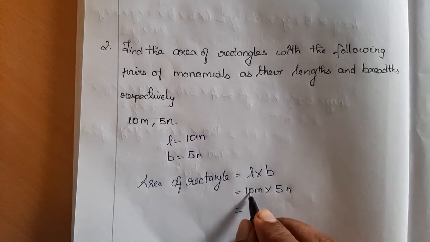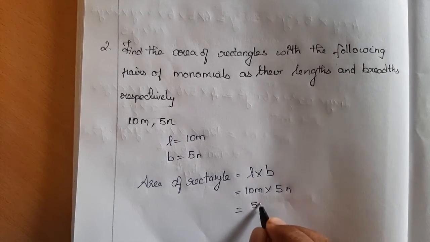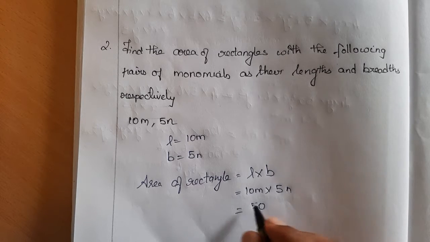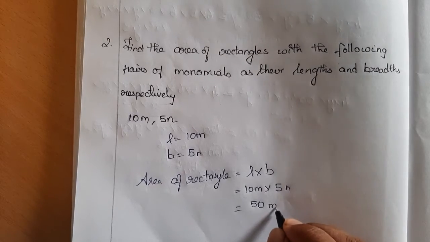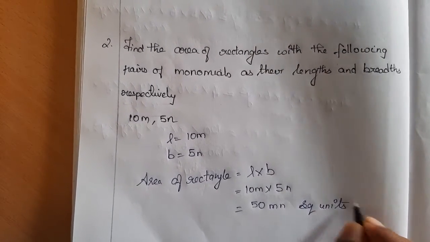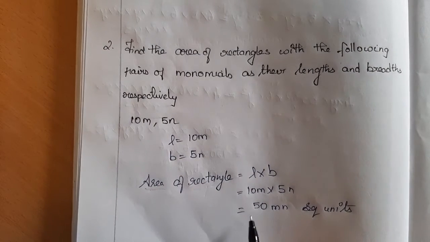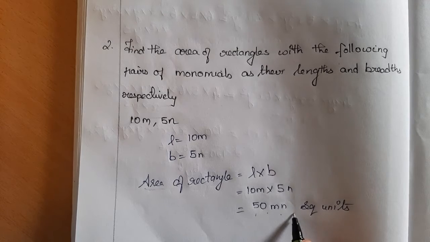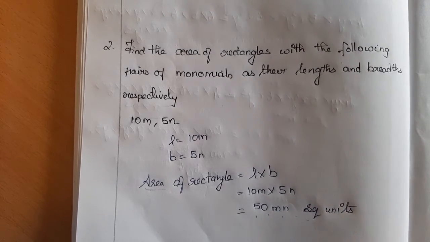Just directly multiply. So 10 into 5 is 50. Clear? And m into n is mn, right? It's a different variable, so we write it as mn. And finally, don't forget to write the units since they are asking about the area. So the answer is 50 mn square units.